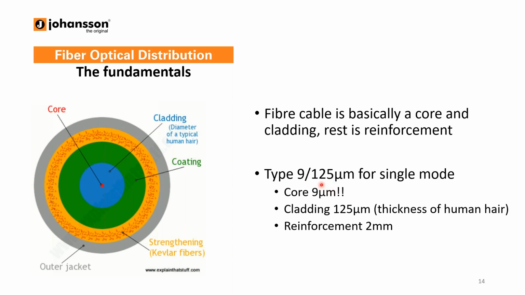Basically, 125 micrometers is the thickness of a human hair. So you can imagine how small the core is of a fiber cable. That's why you're not allowed to bend a fiber cable too much, otherwise you will damage the core. So the core and the cladding are most important, and all the rest is basically reinforcement to protect the core. So this is how the inside of a fiber cable looks like.